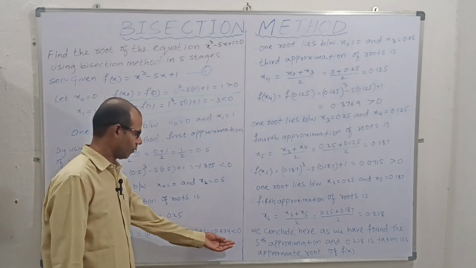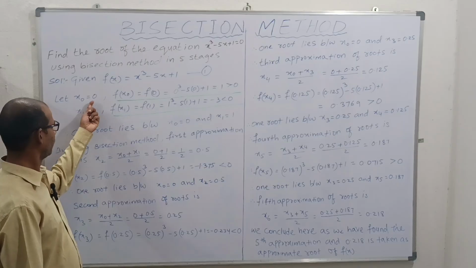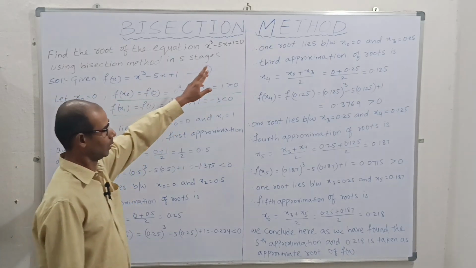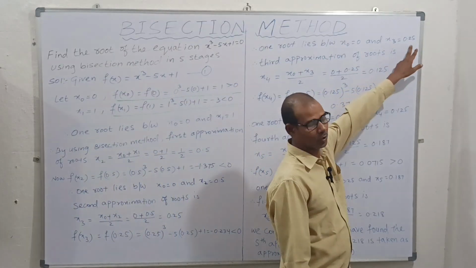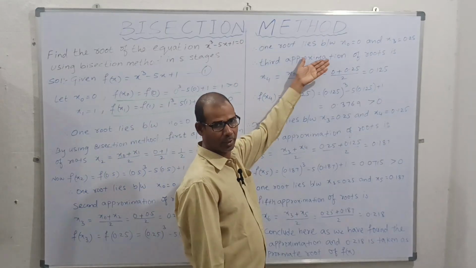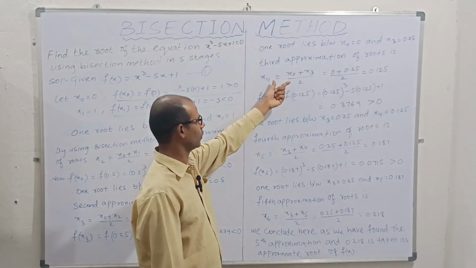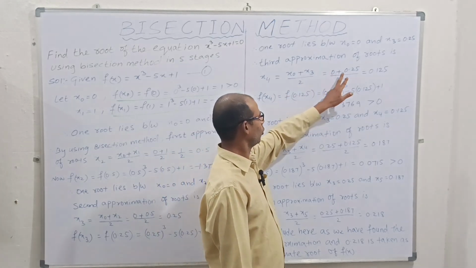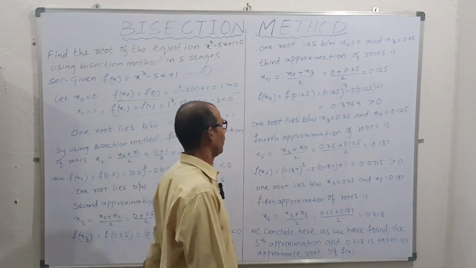So again we got the function value less than 0 at this point, and the function value is greater than 0 at this point. Therefore we can say that one root lies between x0 equals 0 and x3 equals 0.25. So we go for the third approximation of the root, given by x4 equals x0 plus x3 by 2. So 0 plus 0.25 by 2, that is equal to 0.125.